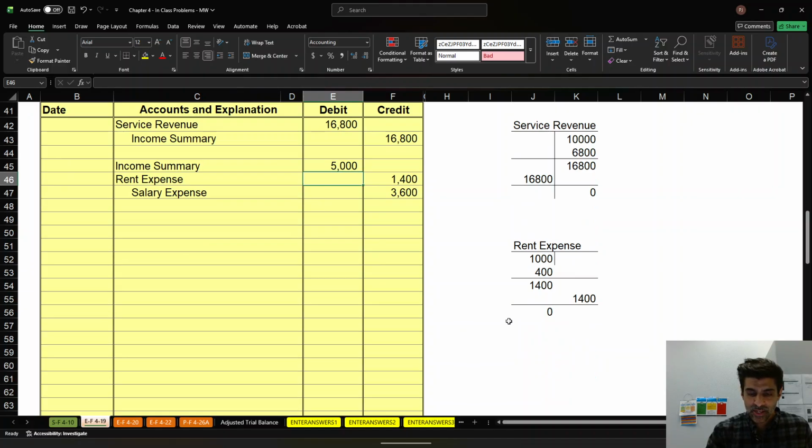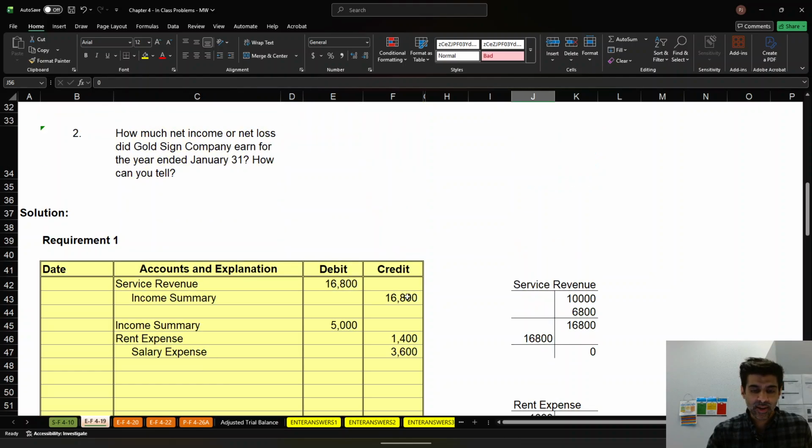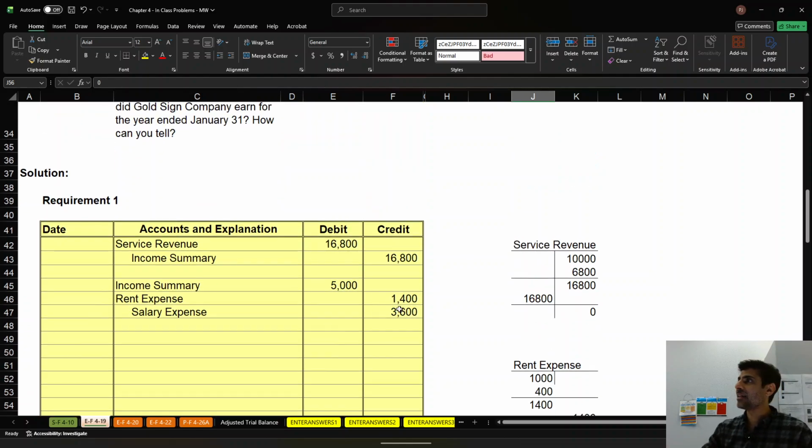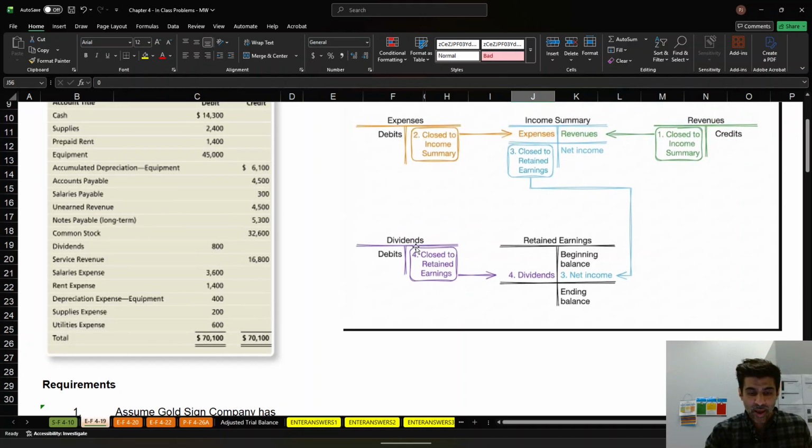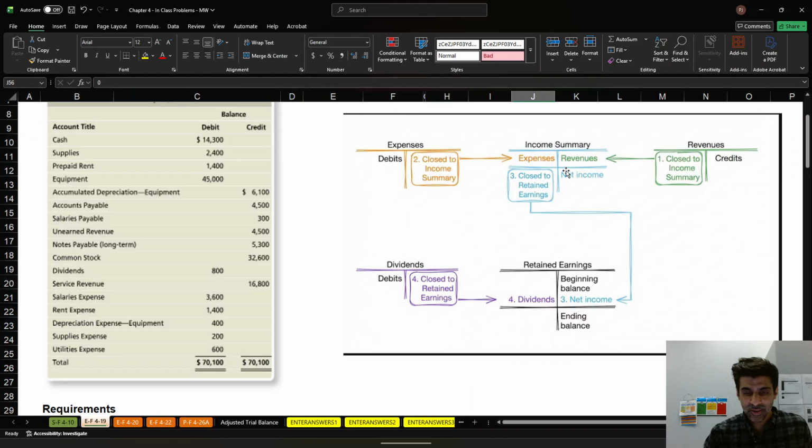And what is that going to achieve? It's going to zero out all of these expense accounts. Because they're all going to get a credit for exactly what the debit amount was. And that's going to zero them out. Dividend, $800 debit balance. Again, I will credit dividends and I will debit retained earnings. That's the fourth one. Sorry, I skipped one.